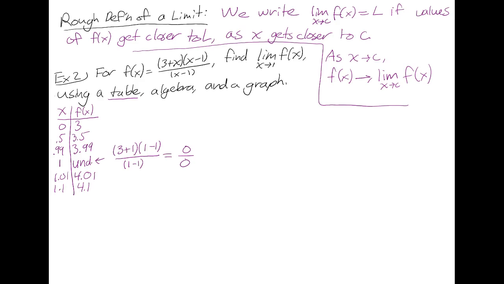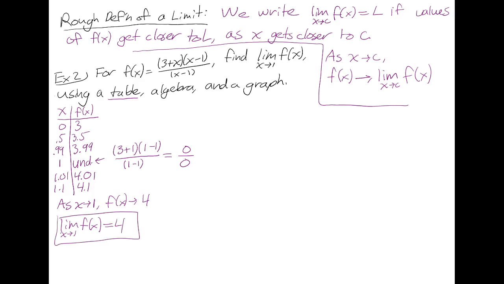So it looks from the table that as x approaches 1, we have f of x approaching 4. It looks like the values of f of x are getting closer to 4. So you'd say the limit as x approaches 1 of f of x is equal to 4 from the table.